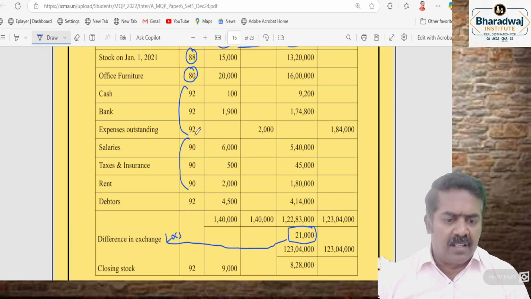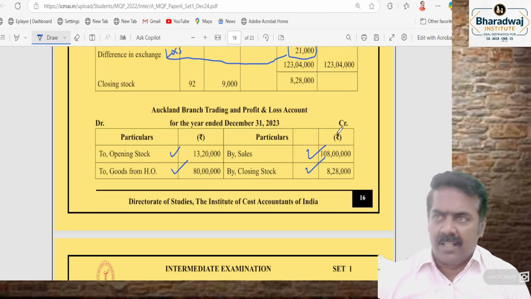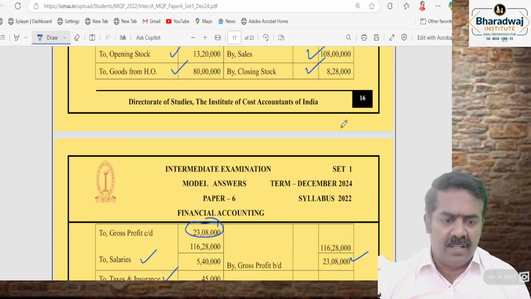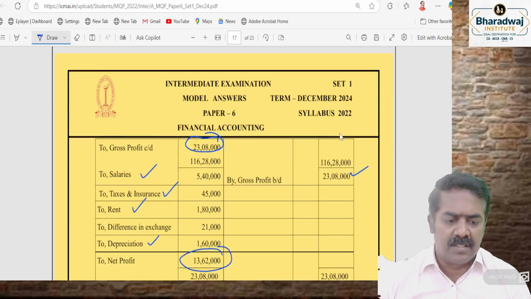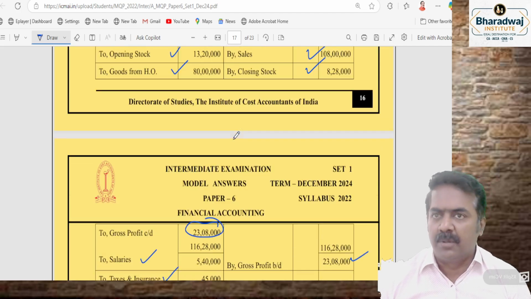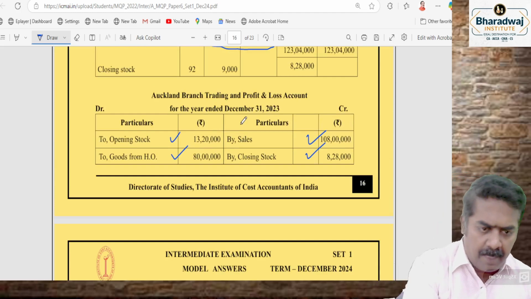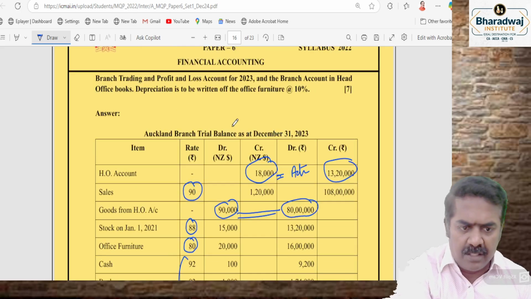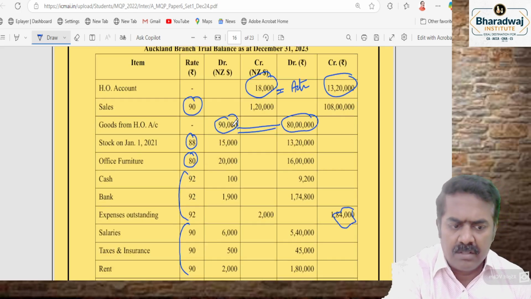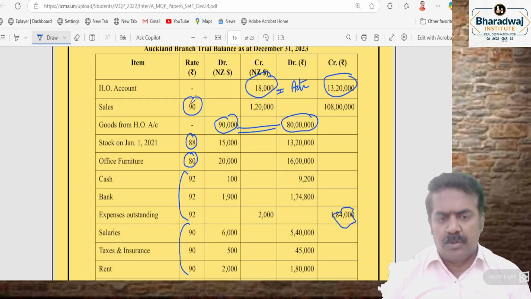Outstanding expense will not come in the P&L account. Why? This outstanding expense is given as an adjustment or in the trial balance. Trial balance, it will directly go to the balance sheet. We are just asked to prepare the trading P&L account. That's it. We are just asked to prepare which account? Trading P&L account. So I request you to see the solution from your material. Just go through.